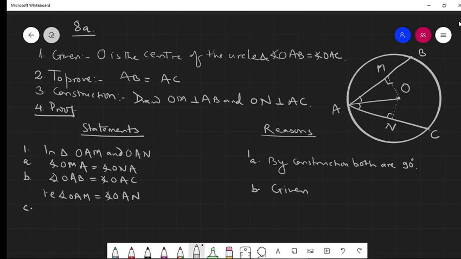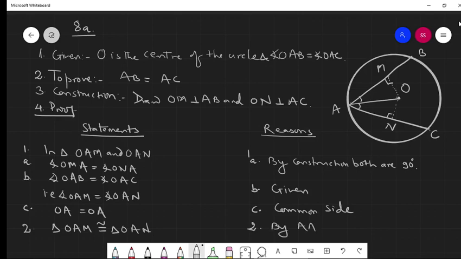Now the third statement is OA equal OA, the reason is common side. Therefore, triangle OAM is congruent to triangle OAN, this is by AAS.